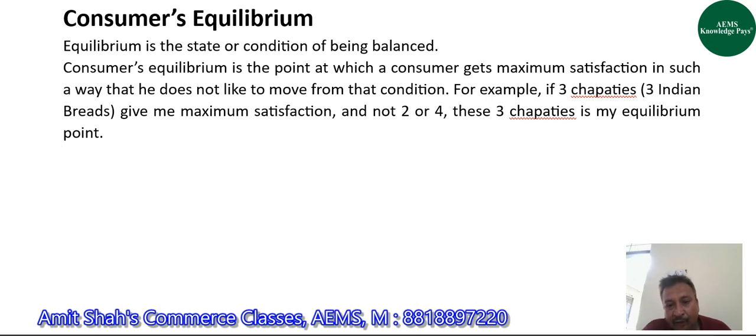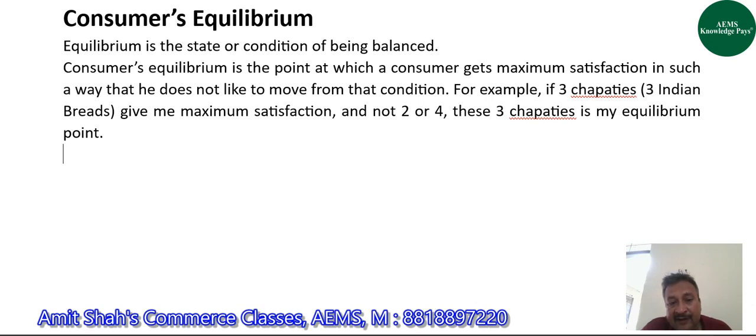For somebody, it may be four. For somebody, it may be two. For somebody, it may be five. So every individual has his own equilibrium point as far as a particular commodity is concerned. Am I clear, guys, or not? I'm asking all those who are online also, guys. Have you understood this? Yes, sir.